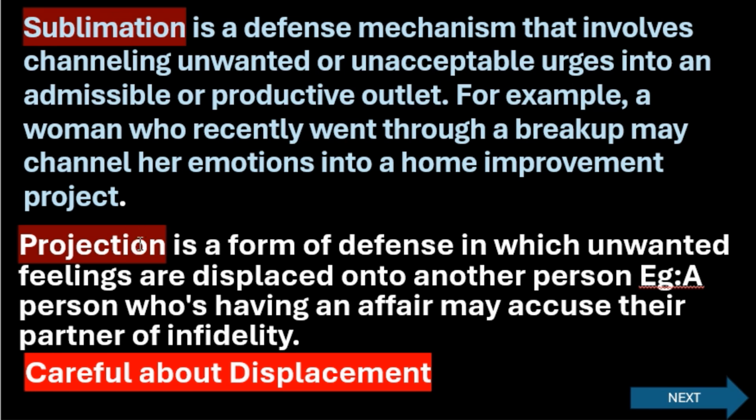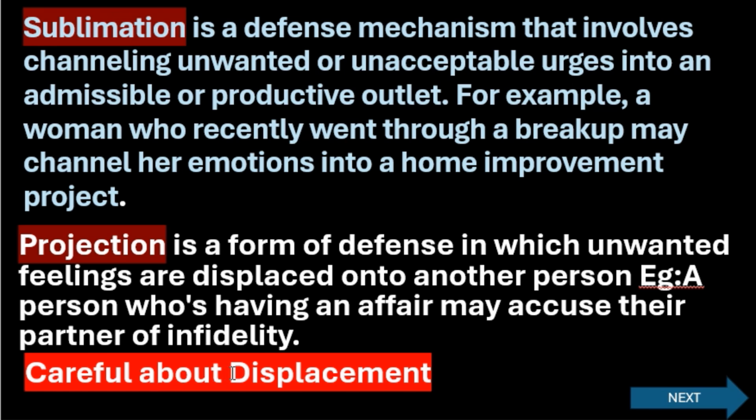Projection, this is another defense mechanism. It's a form of defense in which unwanted feelings are displaced to another person. That is completely taking away from one person to another person. For example, a person who is having an affair may accuse their partner of infidelity. So one person is already having an affair, but he is just displacing or projecting this to his wife to justify or defend.